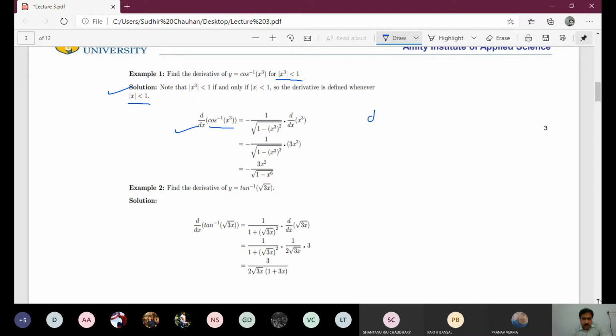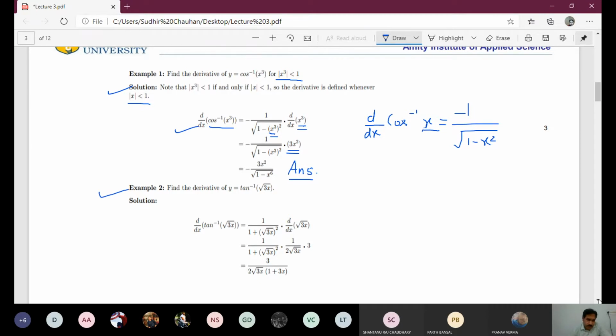So first we'll apply d by dx of cos inverse x, that is 1 upon under root 1 minus x square with minus sign. Now here in place of x it is x cube. So we'll write x cube, and then we'll multiply by the differential coefficient of this x cube, which will be 3x square. So its differential will be minus 3x square upon under root 1 minus x raised to the power 6. So that will be the answer.